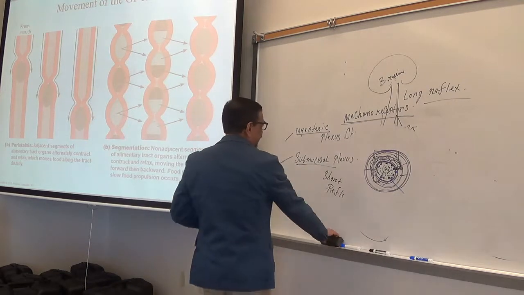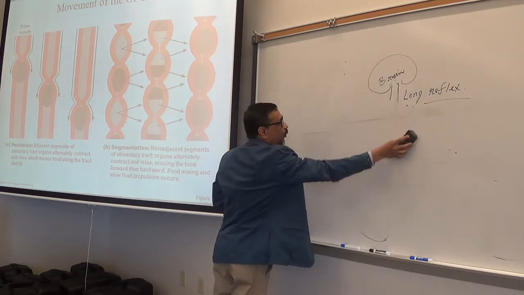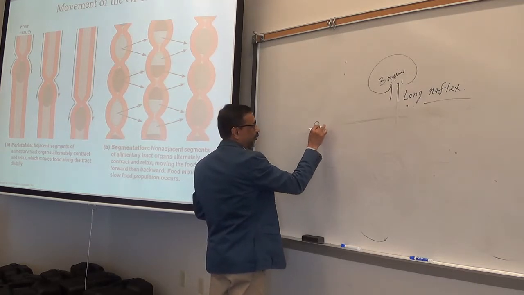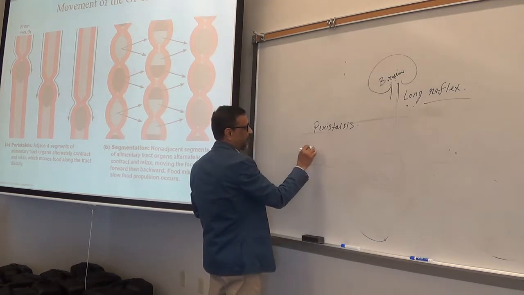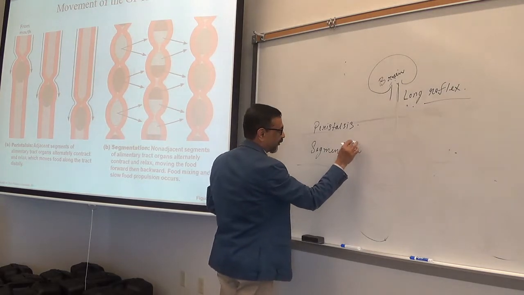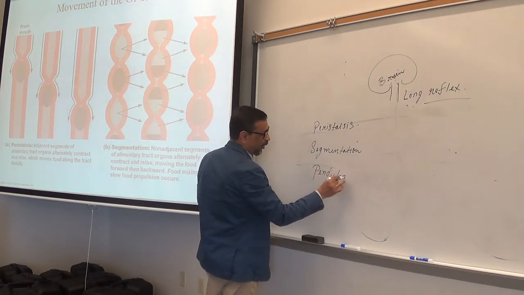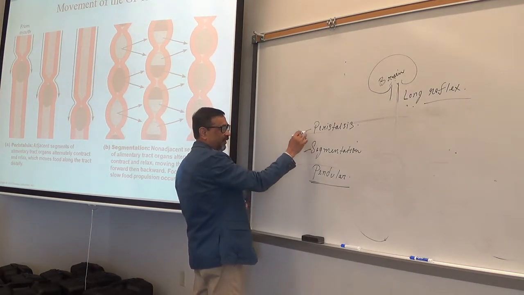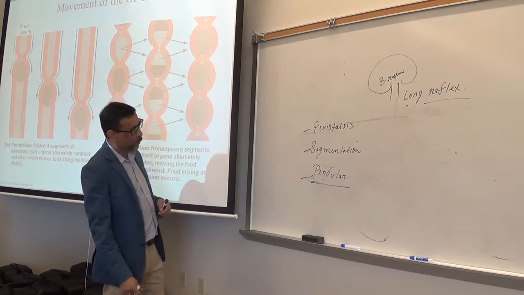In the GI tract, actually three types of movements occur. One is called peristalsis. I'll explain that one. Another is called segmentation. And third one is called pendular. Not all books list this one. Many places only you will see these two, but some books also mention pendular.